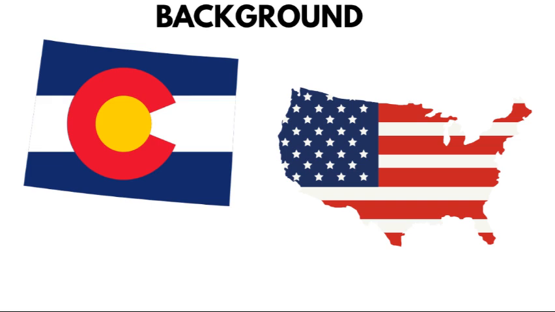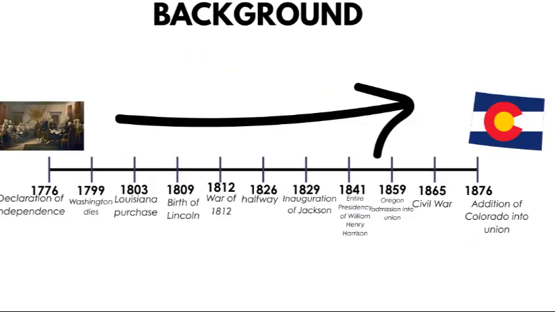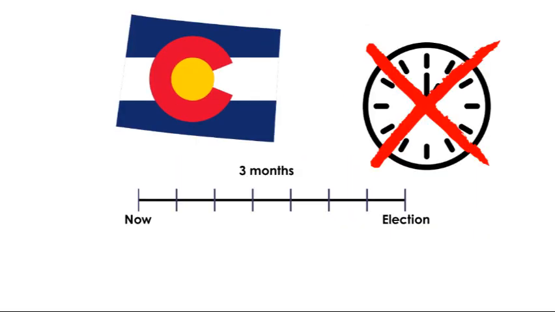First, a little bit of background. The state of Colorado had been added into the Union on August 1st, 1876, 100 years after the Declaration of Independence on July 4th, 1776. That's why Colorado is oftentimes referred to as the Centennial State. With an election in just 3 months, Colorado had very little time to prepare for the voting season. Keep that in mind.